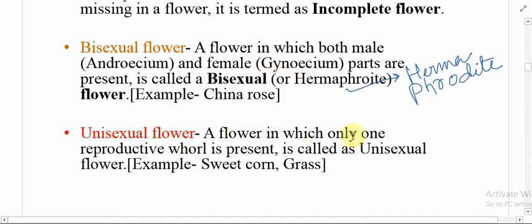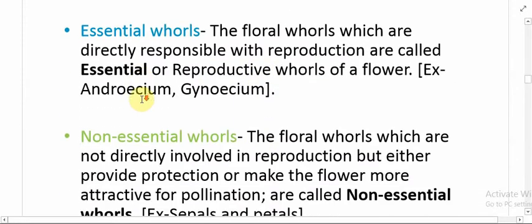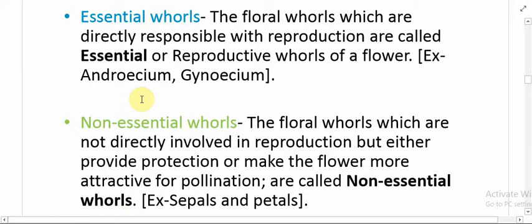Unisexual flower, a flower in which only one reproductive whorl is present, is called a unisexual flower, like sweet corn and grass. Okay. Essential whorls and non-essential whorls. This definition is very much important. Essential means which are absolutely needed, absolutely responsible for something. The floral whorls which are directly responsible for reproduction.